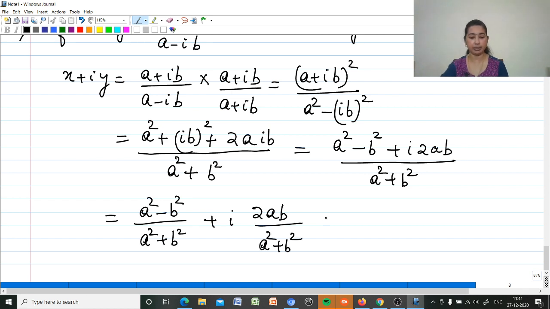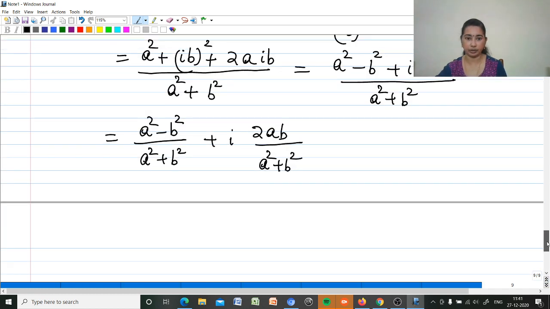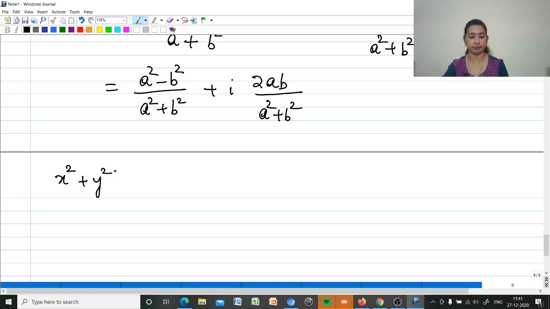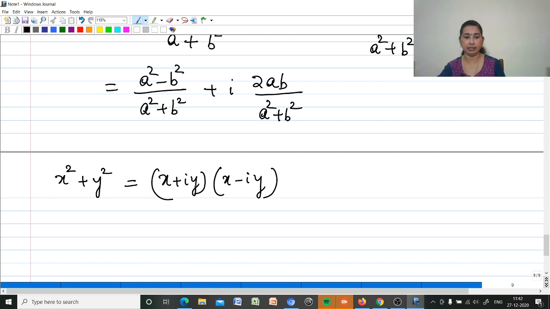Now we have to find what is x^2 + y^2. Here we know that the x part is (a^2 - b^2)/(a^2 + b^2), and the imaginary part is 2ab/(a^2 + b^2). So first we should find x^2 + y^2, which is the same as (x + iy) into (x - iy), because if we multiply this we get the same thing, x^2 + y^2. This is in the form (a + b) into (a - b), and (a + b) into (a - b) is a^2 - b^2. Same way, (x + iy) into (x - iy) is x^2 - (iy) whole square, and i^2 means minus, so that's why x^2 + y^2.